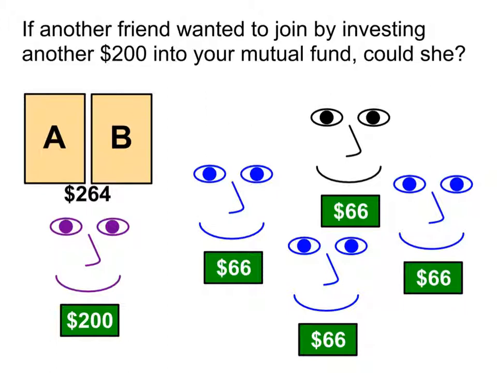Well, if we did that, that would change how much was in the total fund, right? What would this 264 become if they invest? 464. Yeah, so it becomes 464. Now, if that 464 went up by 10%, what percent would our share go up by? It would still go up by 10%.